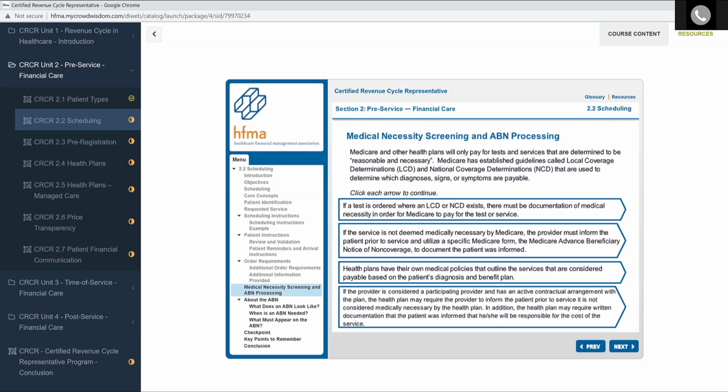The health plans have their own medical policies that outline the services that are considered payable. If the provider is considered a participating provider and has an active contractual agreement with the plan, the health plan may require them to inform the patient prior to service that it's not considered medically necessary by the health plan. Some health plans will also require written documentation that the patient was informed that the service is not covered and what the reasonable cost would be.